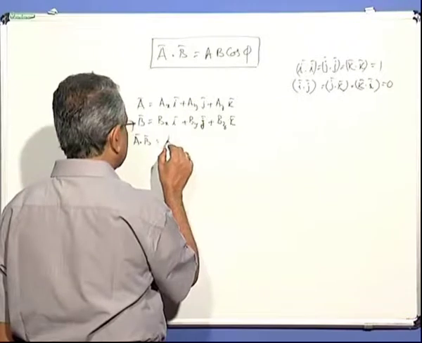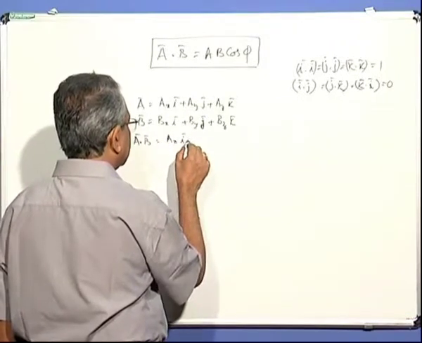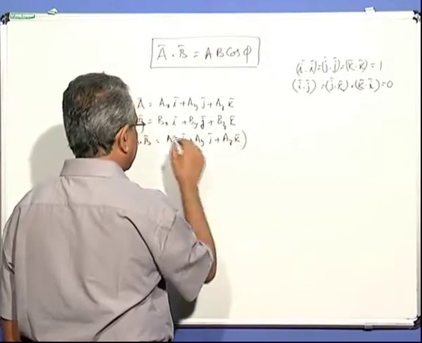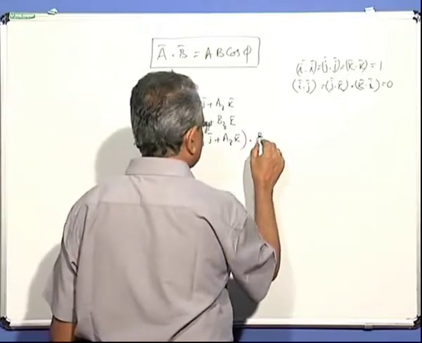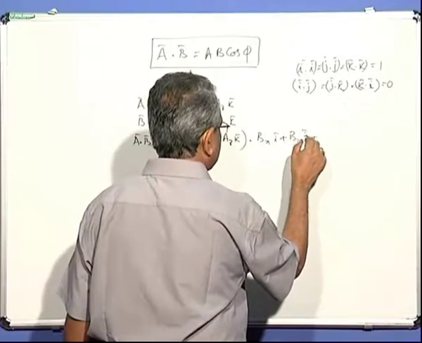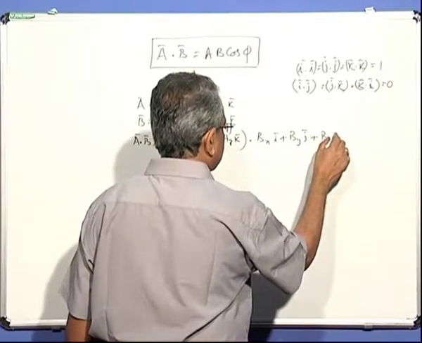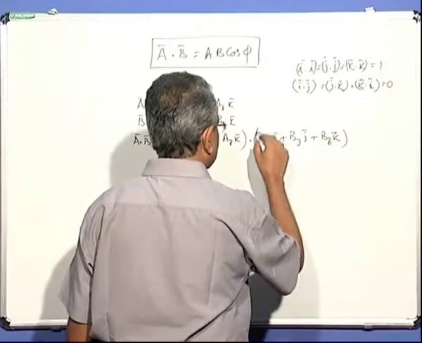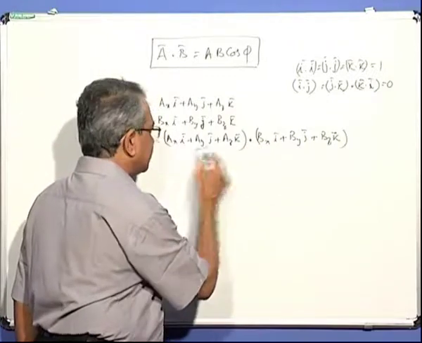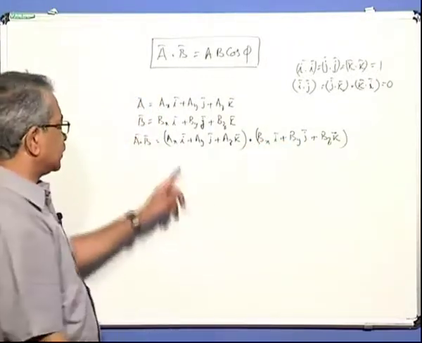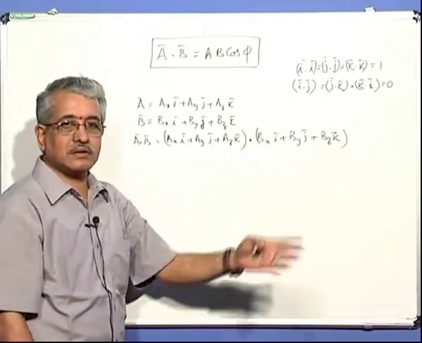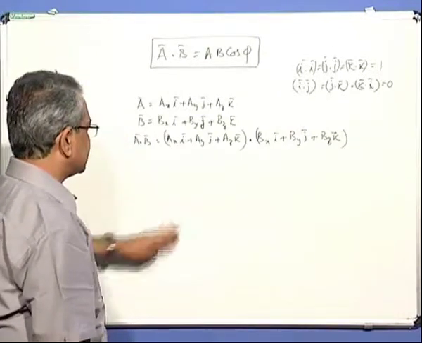That means put Ax i, Ay j, Az k dot Bx i, By j, Bz k. Multiply like ordinary multiplication, because of the distributive law I told you just now, you can multiply with each one separately. So you can take Ax i, multiply the whole thing, then Ay, multiply the whole thing, and you will see what result you will get.